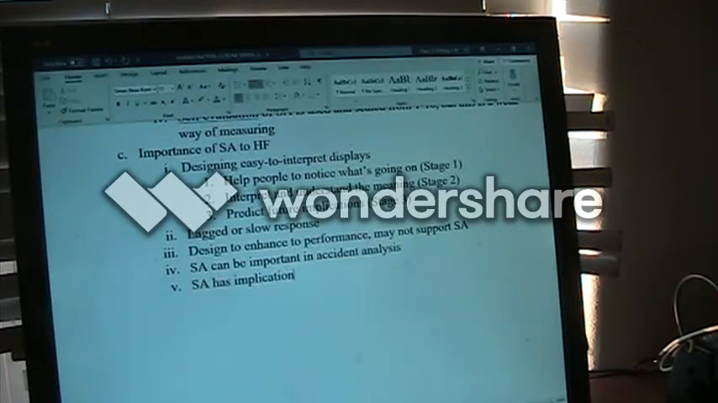We need to think that situation awareness has implications for training. Training for routine performance may conflict with training for situation awareness.